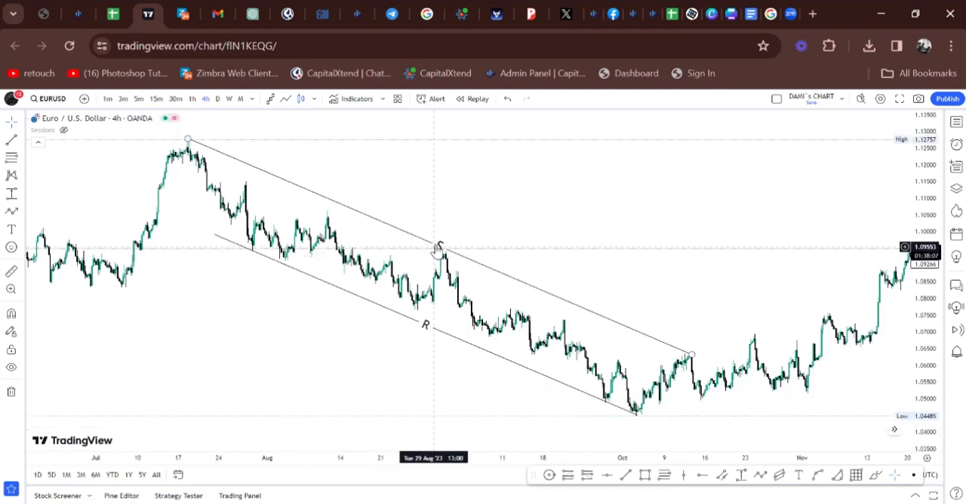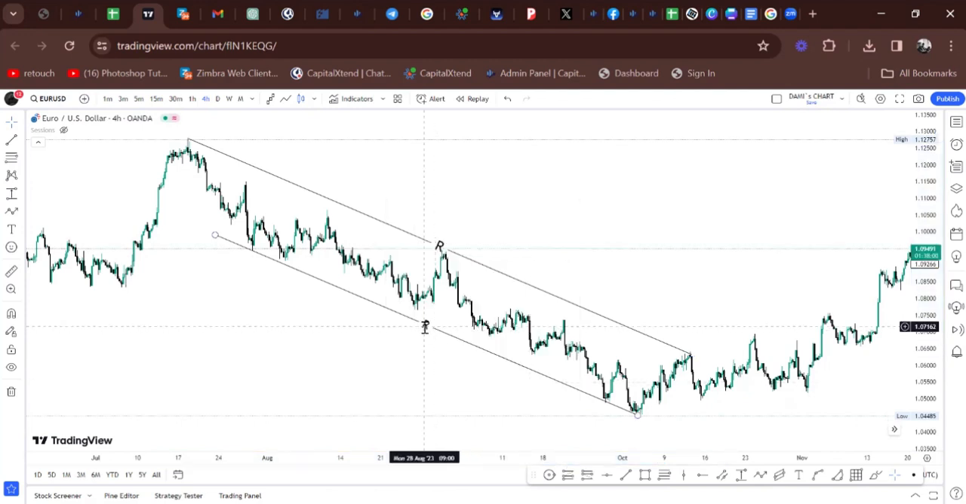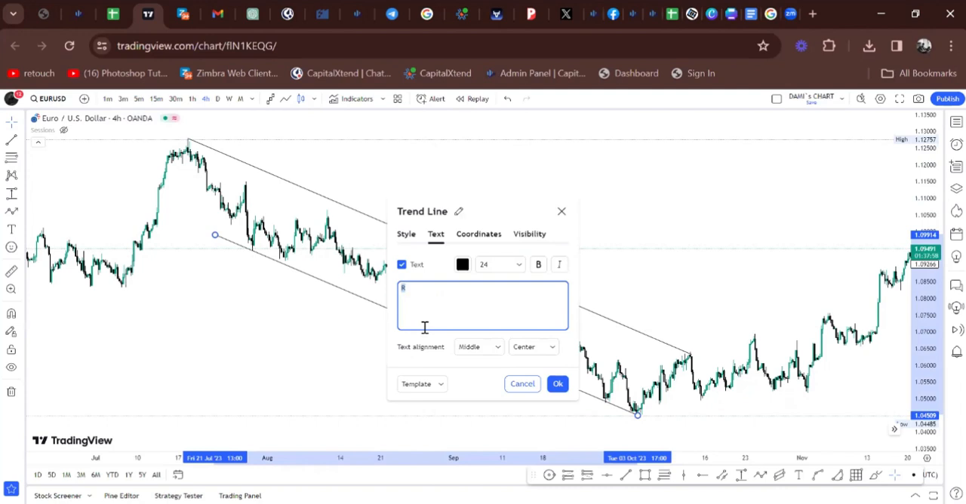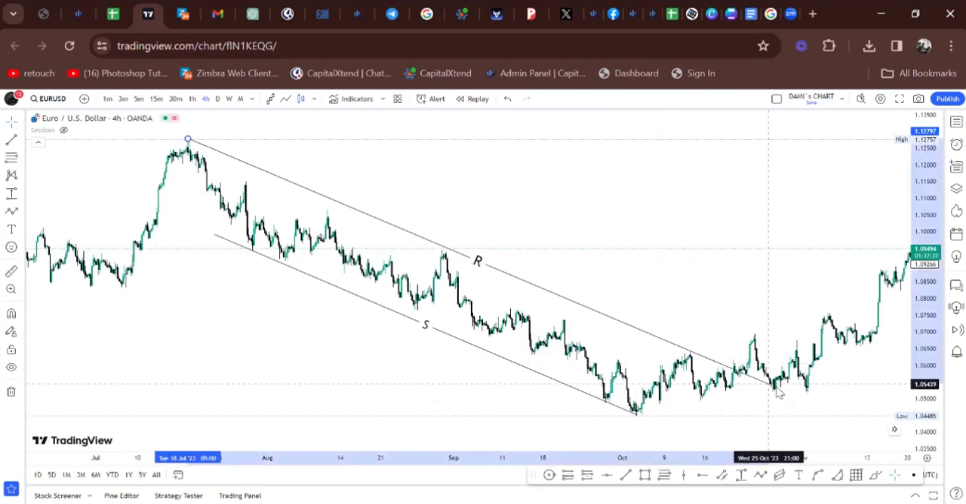Sorry, these are resistance. Now, this is our resistance and this is our support. Like I said, our resistance holds the price from going above and our support holds the price from going below, right? And as we can see, the market respected this in this form, coming down and coming down until we got to this level right here.